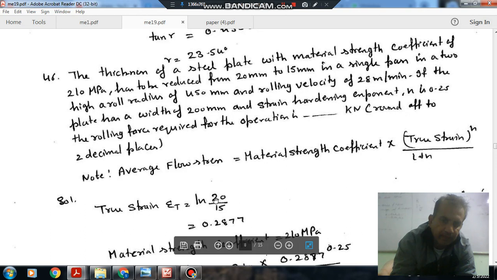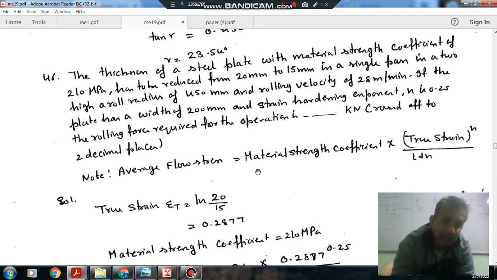So the true strain is ln of Tf by Ti, or final by initial, or Ti by Tf. As the force is compressive, we can take 15 by 20 or 20 by 15. If we take 15 by 20, it comes out negative, and it comes out positive when we take 20 by 15. But the true strain is compressive, so we take ln 20 by 15, because length is increasing and width is constant. So actually the true strain is ln Lf by Li.